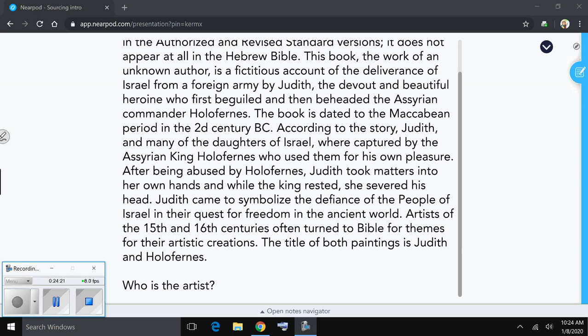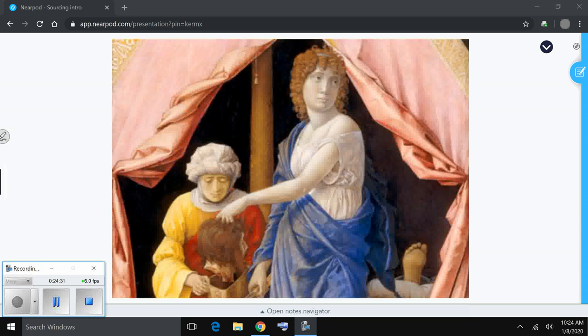All right, let's look at this first painting, and I want to ask you, who is the artist? I'm not looking for a name. I don't want you to do a reverse image Google search kind of thing and give me a name of a painter. But what do we know about the artist? They probably painted for the church. It's a Bible scene, right? They probably were a Catholic painter, perhaps.